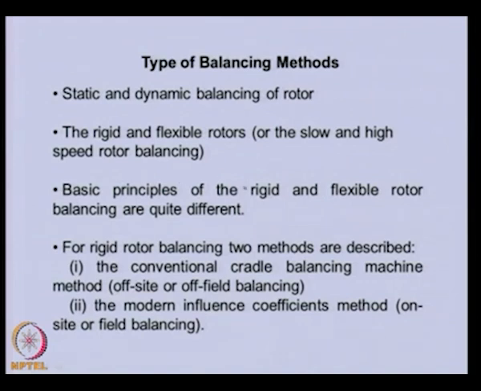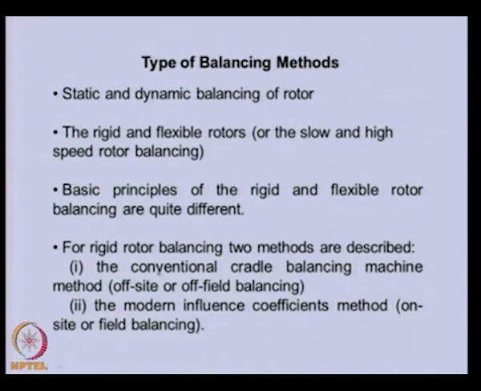There are various basic principles of rigid and flexible rotor balancing, and there is a fundamental difference between these two types of balancing that we will see subsequently. But for the rigid rotor there are two basic methods. One is the conventional cradle balancing machine, in which we have a dedicated machine for balancing. We need to take the rotor out of the actual machine and put it on the balancing machine, and there we can find the balance condition of the rotor.